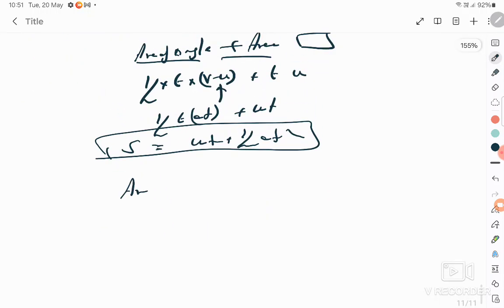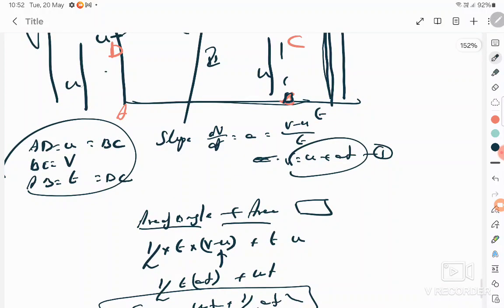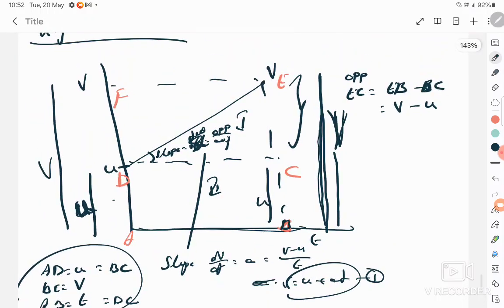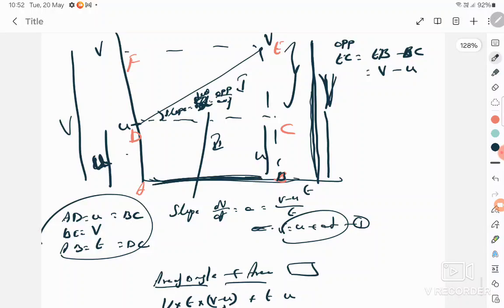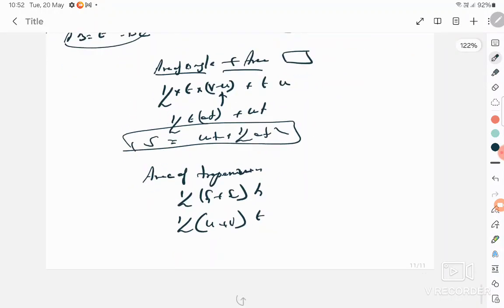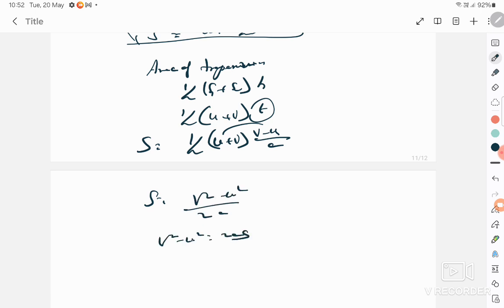Next is the area of a trapezium. Area of trapezium itself is half into S1 plus S2 into h. S1 and S2 are the parallel sides, which are u and v. So half into u plus v into h, where h is the time period, the gap between them, which is nothing but the time period AB. But you know that from the first equation, you can write t as v minus u by a. So then this is your displacement. On the top you get v square minus u square by 2a. This gives v square minus u square is equal to 2as, and hence you get the third equation of motion using the graphical method.